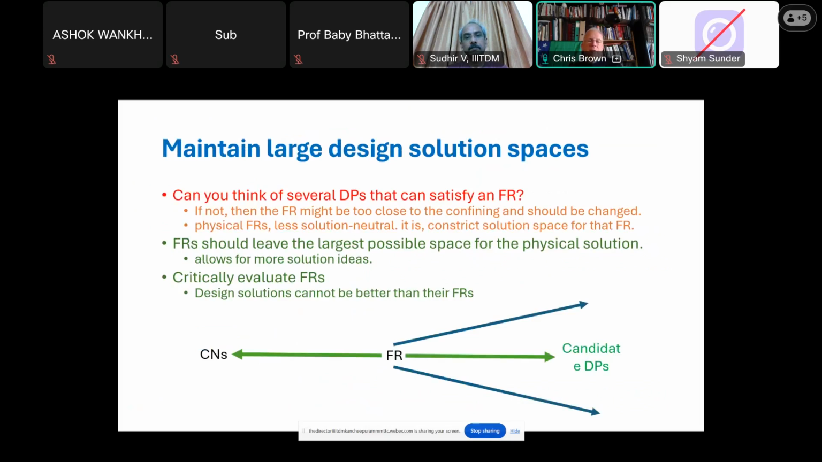So if you can't think of several DPs that can satisfy an FR, then maybe that FR is worded so that it is too close to the solution, the DP. So what we need to do is formulate the FR so we leave a large physical solution space, as I stated. So critically evaluate the FRs. The solution is not going to be better than the functional requirements. Those are the design intents.